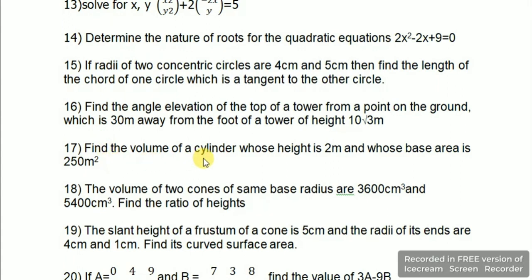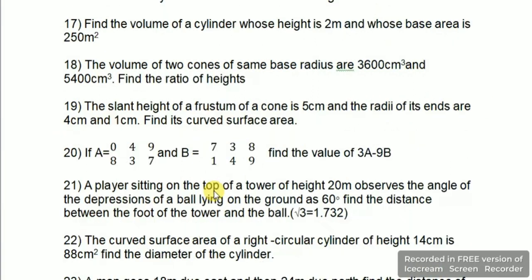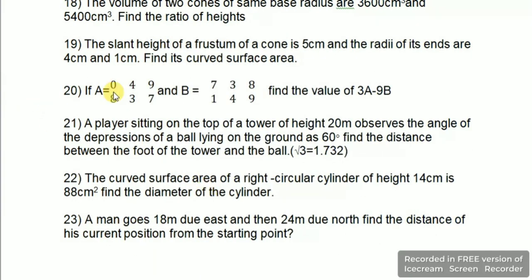17th, find the volume of a cylinder whose height is 2 meter and whose base area is 250 meter squared. 18th question, the volume of two cones of same base radius are 3600 centimeter cube and 5400 centimeter cube. Find the ratio of height. 19th, the slant height of frustum of a cone is 5 cm and the radii of its ends are 4 cm and 1 cm. Find its curved surface area. 20th, if A equal to matrix of 0 4 9 8 3 7 and B equal to matrix of 7 3 8 1 4 9, find the value of 3A minus 9B.